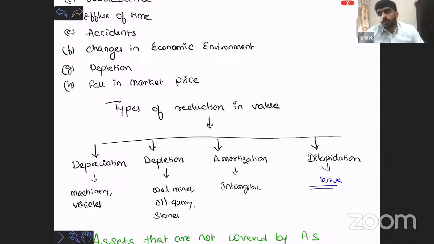But wear and tear means what? As you use a machine, as you use a vehicle, there will be damages to it which will reduce its value. That is called wear and tear, physical wear and tear.